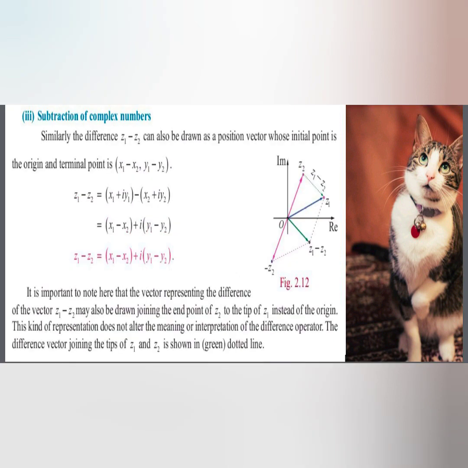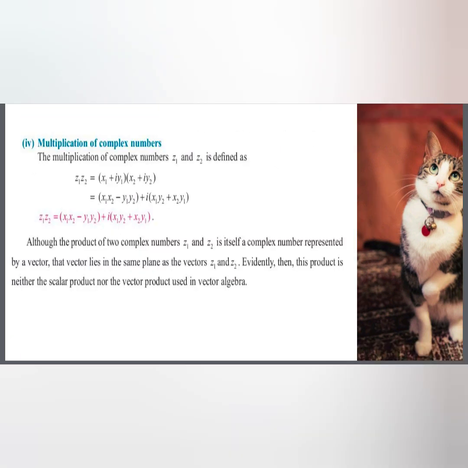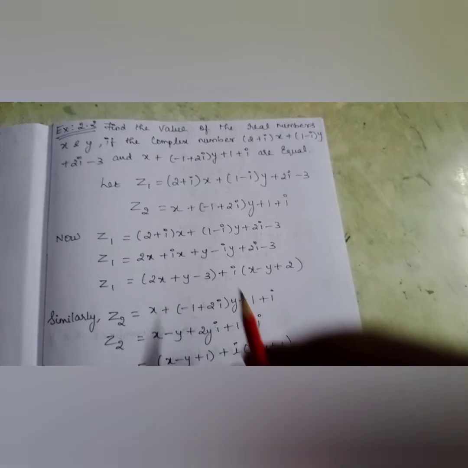Okay, now we will move on to the subtraction. In subtraction also same thing, in between you will have the minus sign. So z1 minus z2 is equal to x1 minus x2 plus i into y1 minus y2. Now multiplication. Multiplication of complex numbers z1 and z2 is equal to x1 x2 minus y1 y2 plus i into x1 y2 plus x2 y1. So the multiplication, that is the product of the complex numbers, is also possible. Now we will see certain example sums and the exercise.